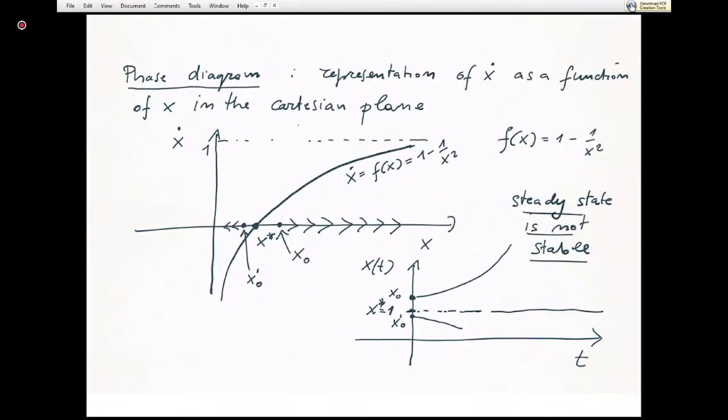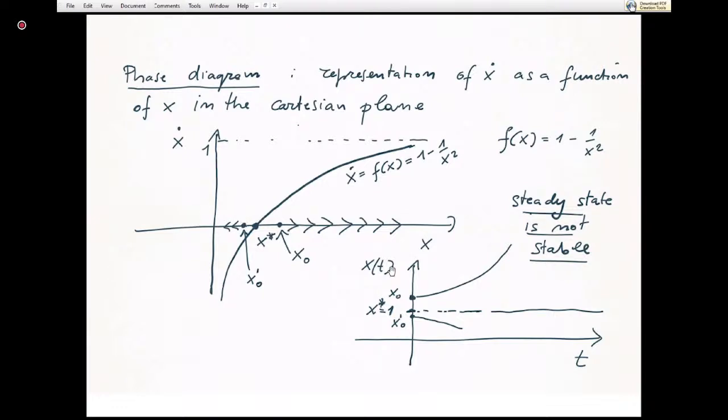Now, here is another example. I mean, is this clear enough? This is a representation. Here, time doesn't appear. The time, increasing time is intuitively expressed by the arrows of motion, okay? Here is the motion of the variable over time, but time doesn't appear here.